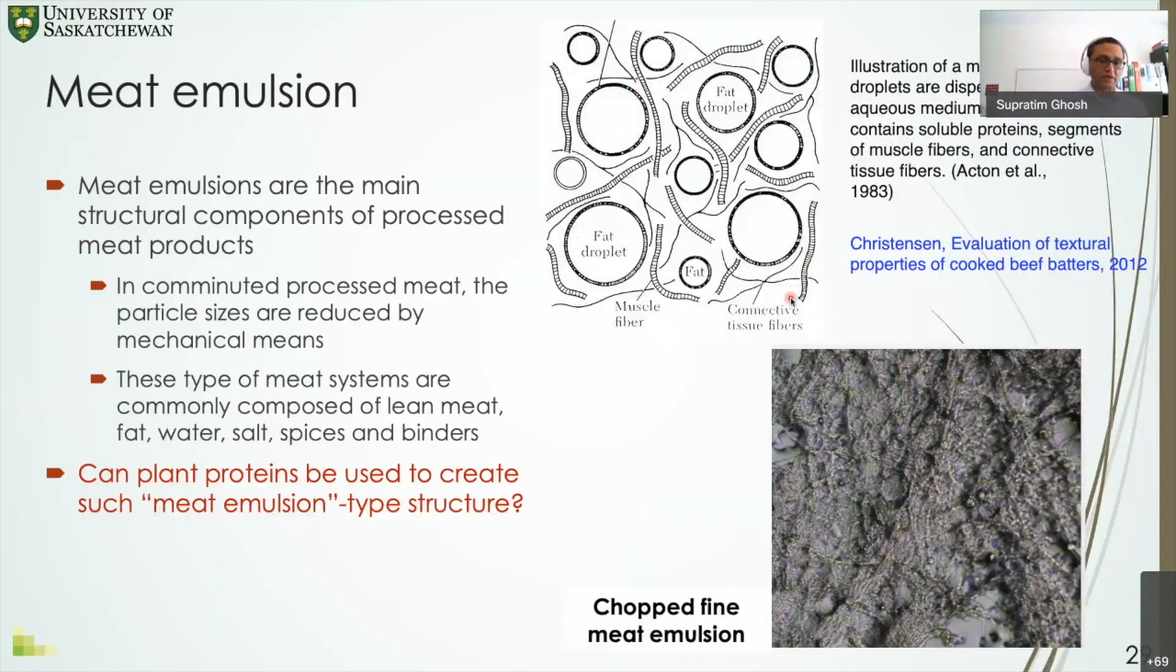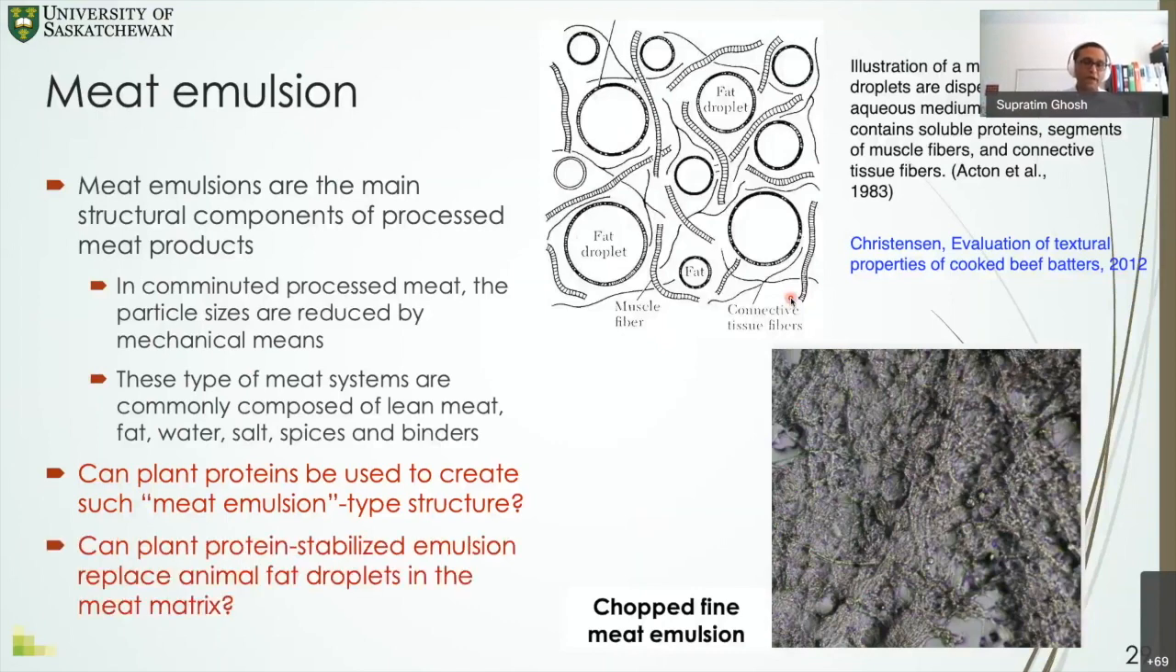So here is another microscopy image taken in our lab. Now, the question we ask is, if this is an emulsion, can we make a plant protein stabilized emulsion and use that to create a meat emulsion type of structure? Also, can plant protein stabilized emulsion replace animal fat in the meat matrix? So can we replace this animal fat droplet with a plant protein stabilized droplet? That can improve the nutritional benefit and reduce saturated fat and cholesterol. That was our question in this research.